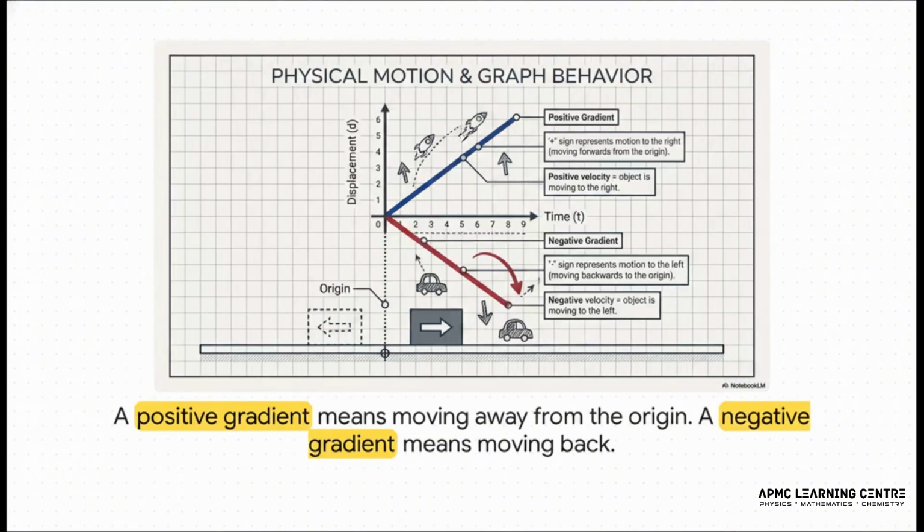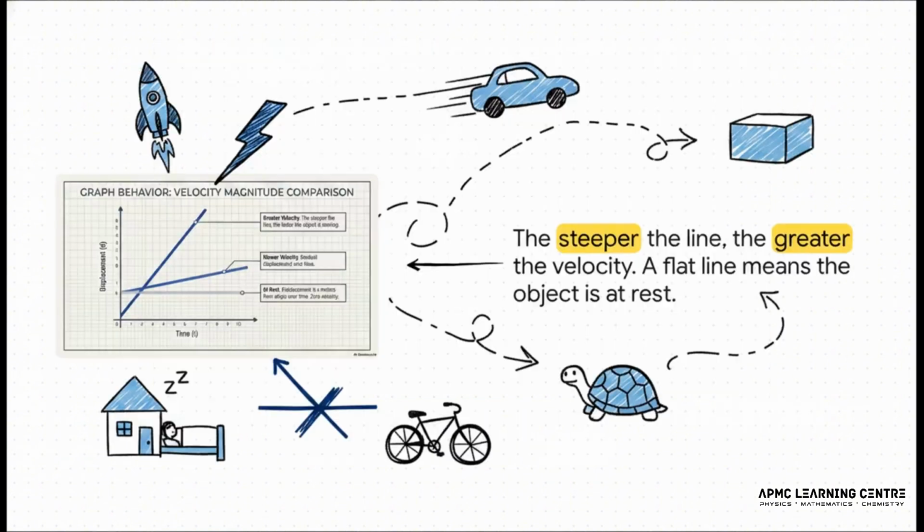So, this is how we get direction into our story. If you see a line sloping upwards, that's a positive gradient, and that means the object has a positive velocity. It's moving away from the origin. And what if the line slopes downwards? Well, you guessed it, that's a negative gradient, which means the object is moving back towards the origin. Simple as that.